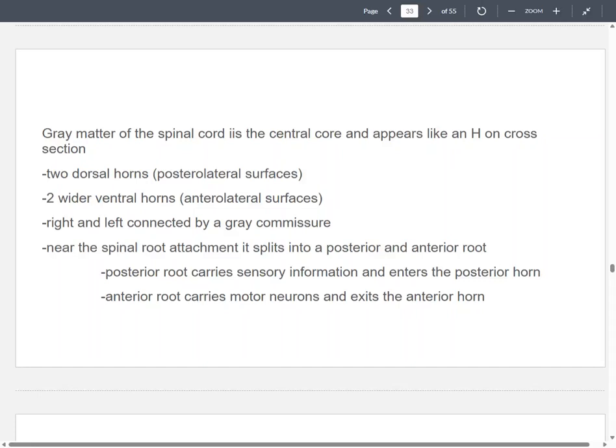The posterior root of the spinal nerve is going to carry sensory information and is actually entering the posterior horn. I have a picture of this. And the anterior root is actually going to carry motor neuron information and be exiting the anterior horn. So the posterior root is coming into the spinal cord. The anterior root is coming out of the spinal cord. Spinal nerves carry both incoming and outgoing information.